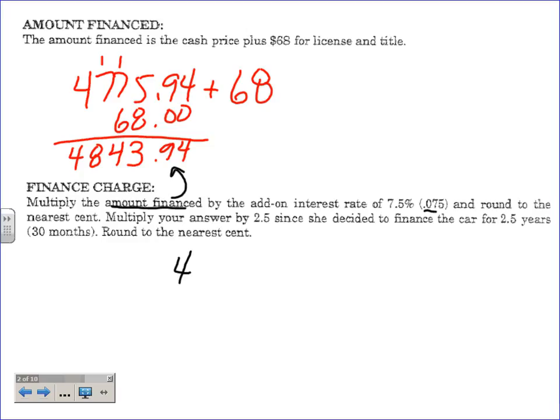So we're going to go 4843.94 times 0.075. Okay. Now if I do that, notice here it wants me to round to the nearest cent once we do that. So we better follow the directions. If that's what they want us to do, then that's probably how we should approach this problem. So I'm going to have to write it over here, 4843.94 times 0.075. Let's figure out what we've got here.